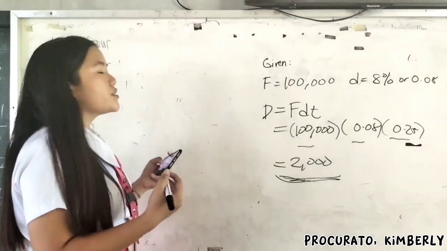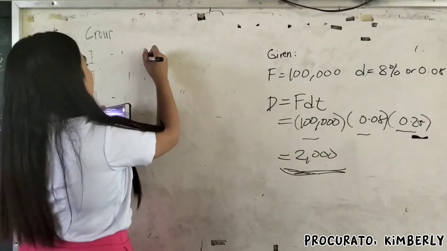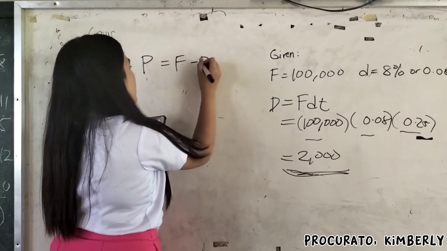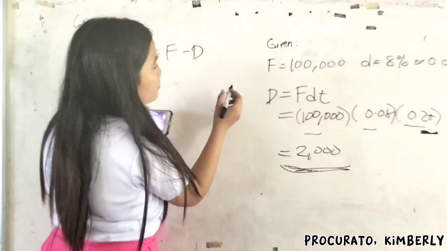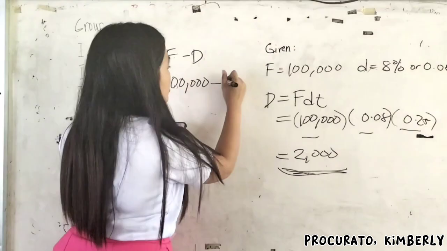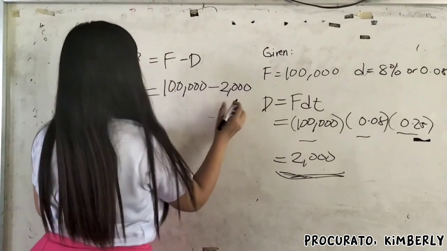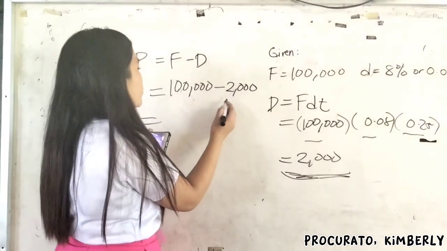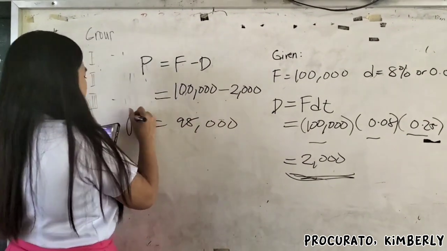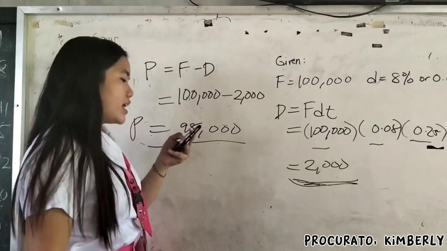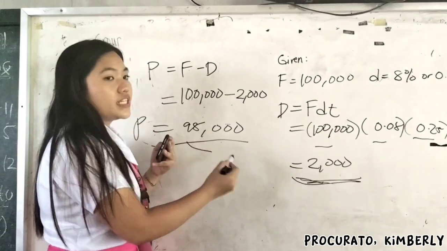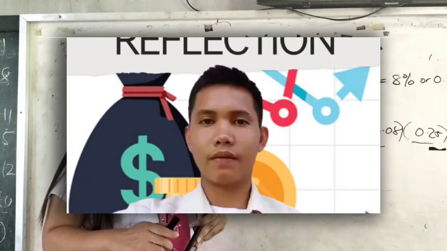So now we will solve for the total amount. So the formula is P equals face value minus discount. So face value is 100,000 and the discount is 2,000. So 100,000 minus 2,000 is 98,000. So 98,000 is what the company will receive after discounting the promissory note.